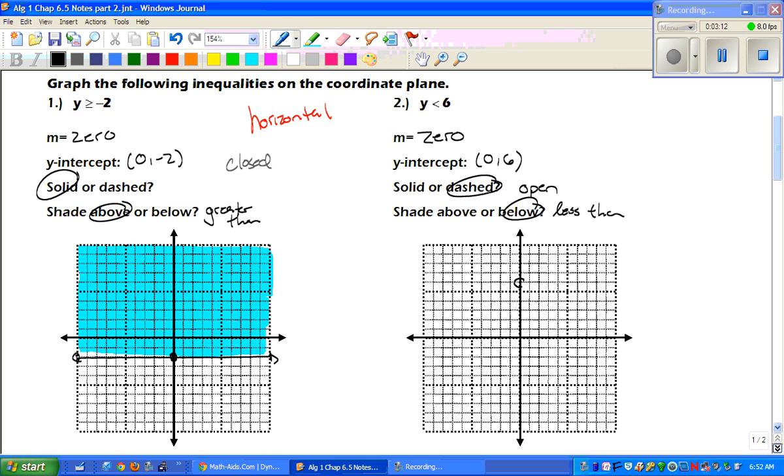So at 6, we have an open circle, and then we have a dashed line. And then we said to shade below. And there you go. So let's go ahead and look at the next one.